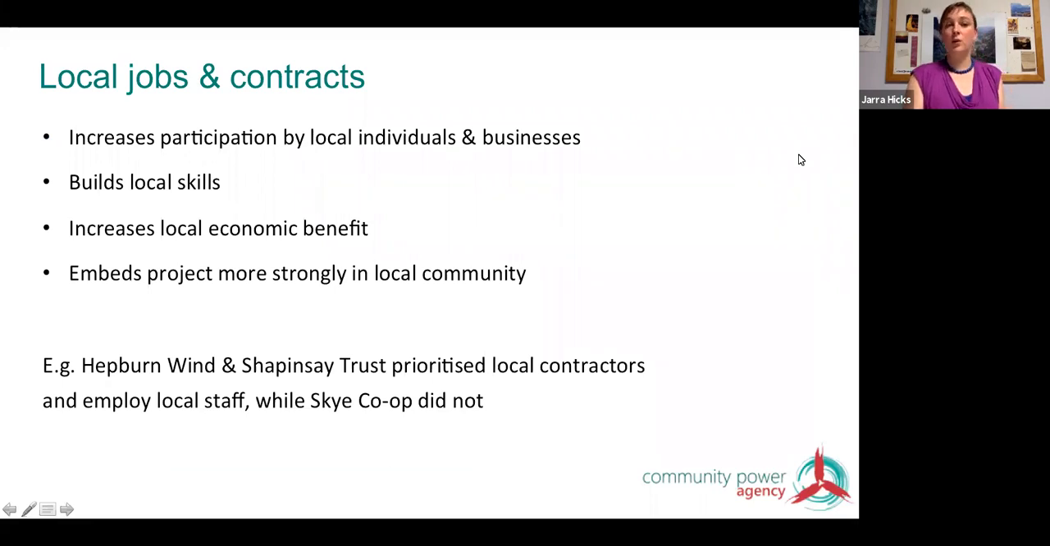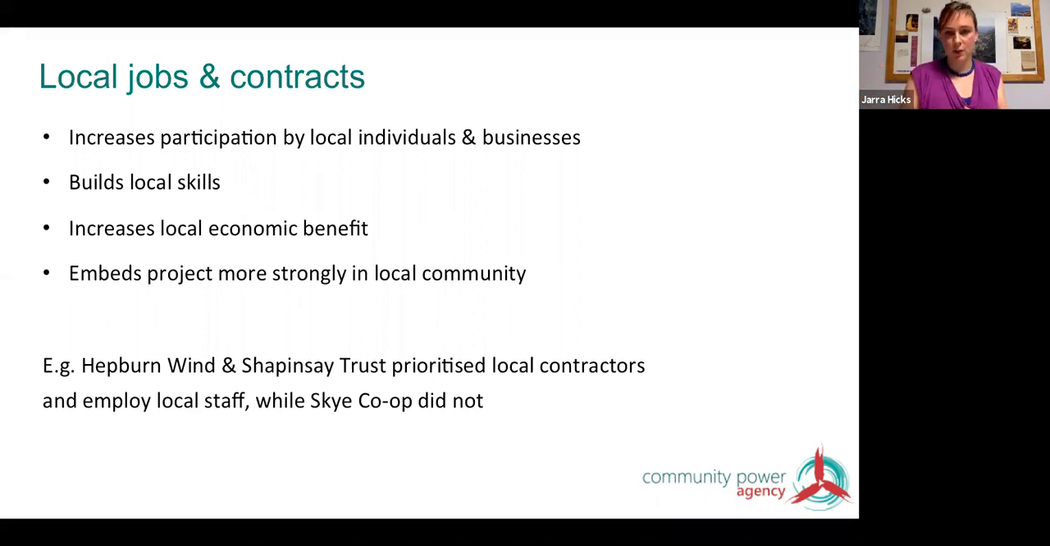In terms of thinking about local jobs and local contracts, obviously providing local jobs is a really amazing and high impact way to increase local participation, but also to support regional economies and regional development. And same with finding ways to prioritise local contractors and sourcing local services, which community projects are often good at doing because they're well networked in the local community and they know what services are available.